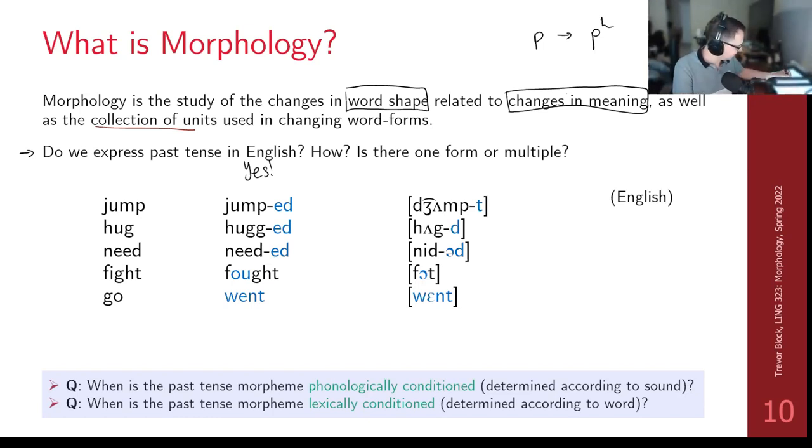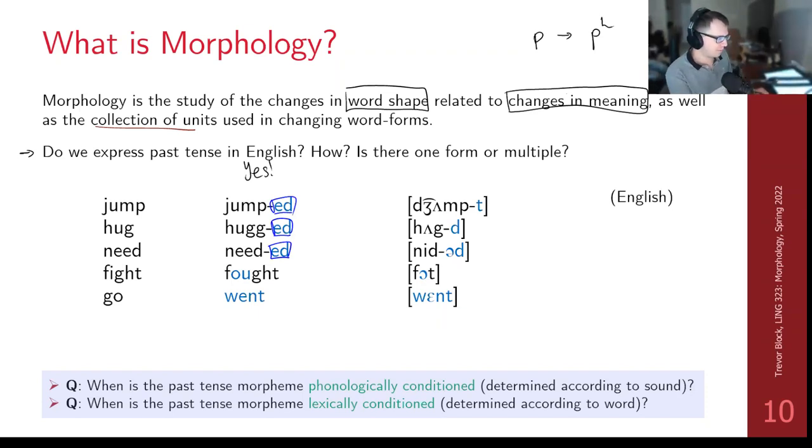So in writing, we could have jump to jumped, hug to hugged, need to needed. And these are all the ED endings. But morphology in language isn't really about writing. It's about sounds, because that's what language is. We interpret sounds. We don't interpret letters. Letters are just representation of sounds. So the fact that these are all ED, we don't really care too much about that. What we care more about is how it sounds.